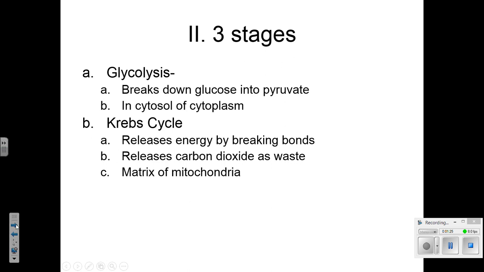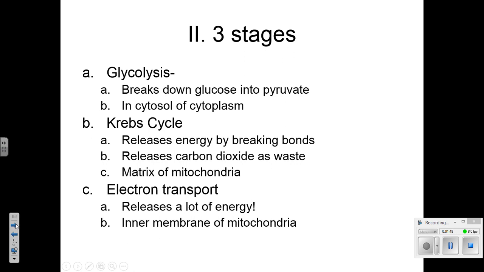Okay, and then it can move into the mitochondria and go through what's called the Krebs cycle. And basically, we're going to pluck apart that pyruvate molecule and break all those bonds. And when we break bonds, that's going to release a bunch of energy. And then we're going to create a waste product in carbon dioxide. And this is happening in the matrix of the mitochondria. And then we're going to take all of this extra product that we make in Krebs cycle and suck all the energy out of it through the electron transport chain. And that's going to happen in those folds called the cristae, or the inner membrane.